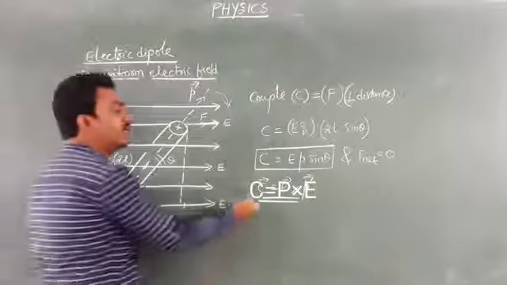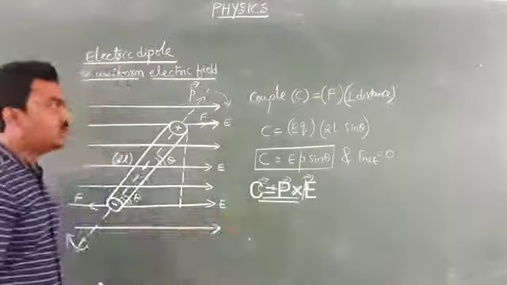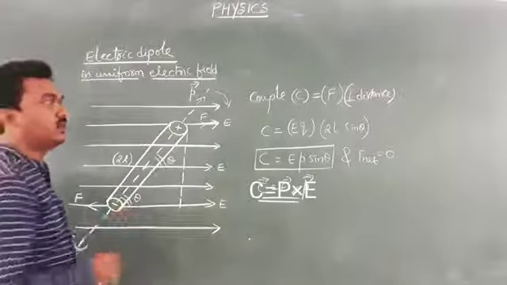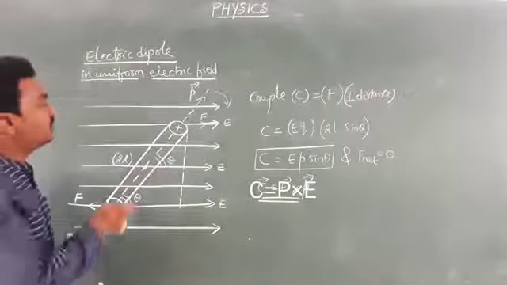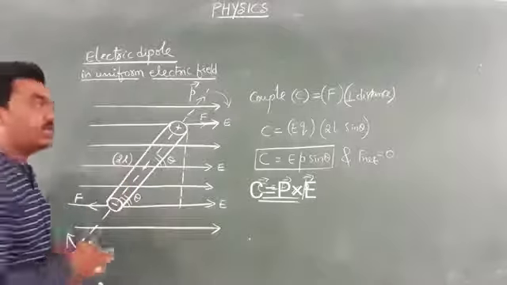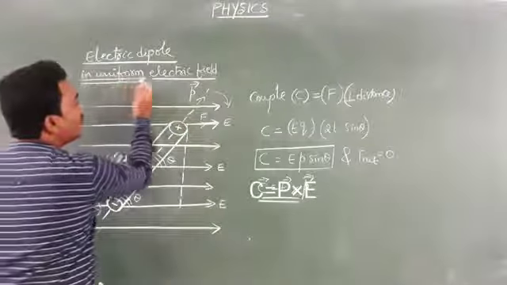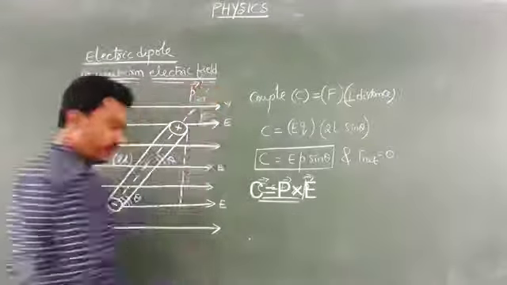Then like torque, it is also an axial vector. Of course, coming to the units, as it is a force into perpendicular distance, it will be Newton meter, very simple. So this is how you can explain the couple experienced by an electric dipole in a uniform electric field.